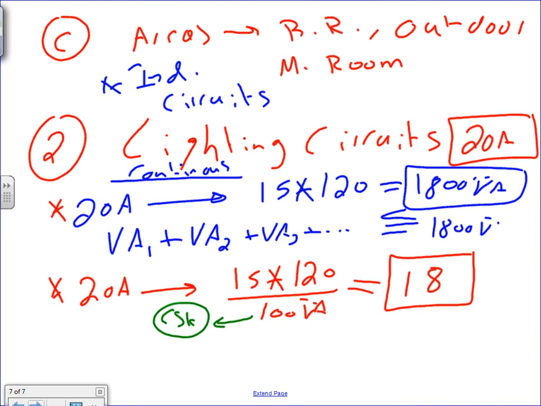But 18 fixtures on a 20-amp, 120-volt system. Questions? Huh? B10? With B? Did you do the math right? Did I do the math right? 1800 divided by 100. Right?